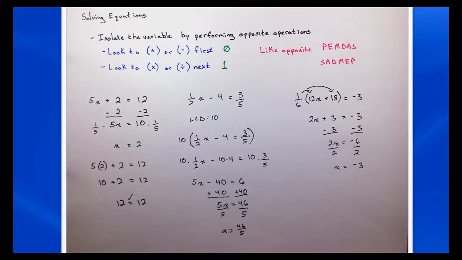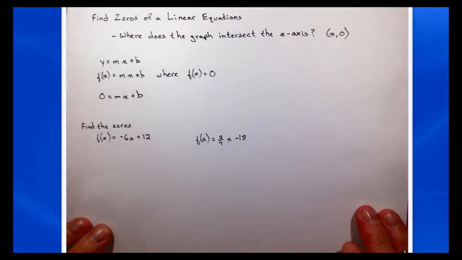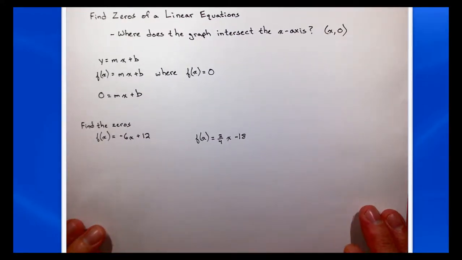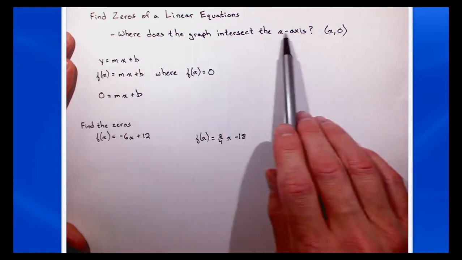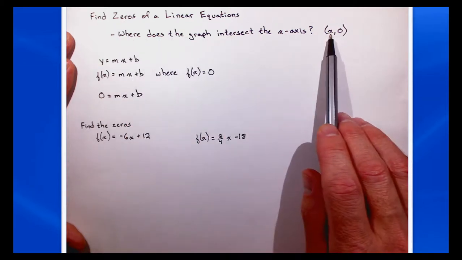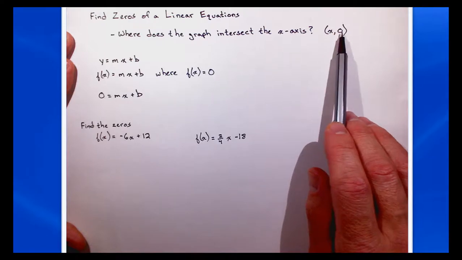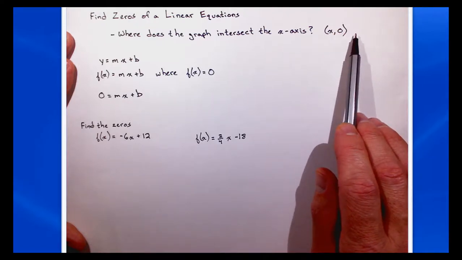So, this is a basic review on how to solve equations. I want to take that knowledge that we have for solving equations and simply look at finding the zeros of linear equations. Finding zeros is the same for any type of equation that you have, quadratic, cubic, on up. It's the same thing. The zeros are where the graph intersects the x-axis. You're looking at all the points x, 0 where that graph intersects the x-axis.